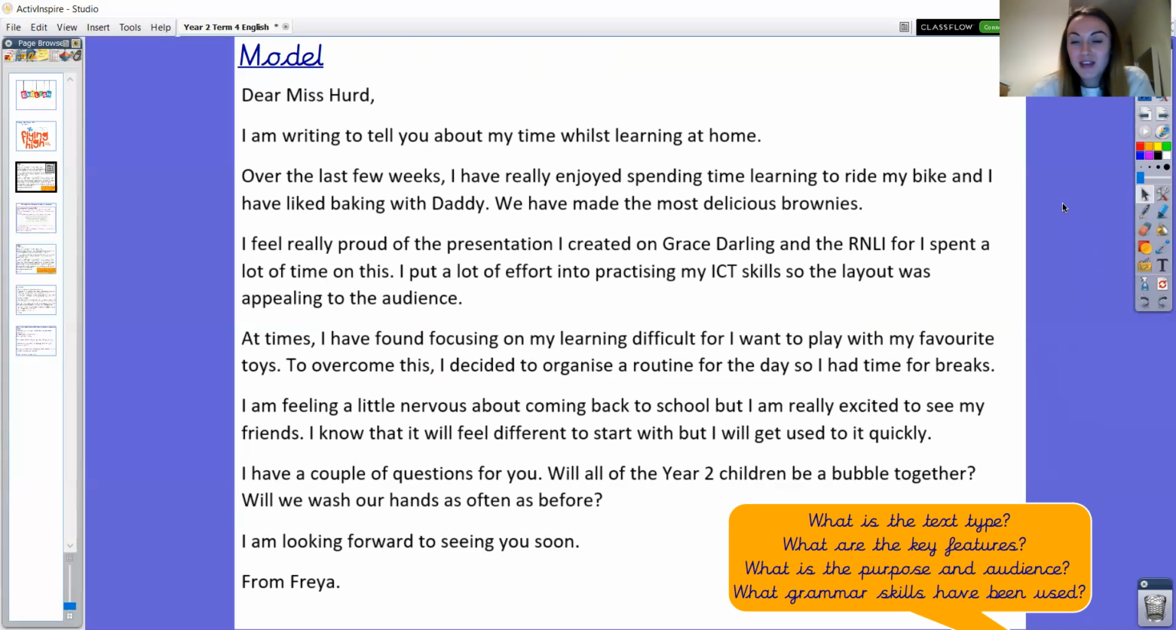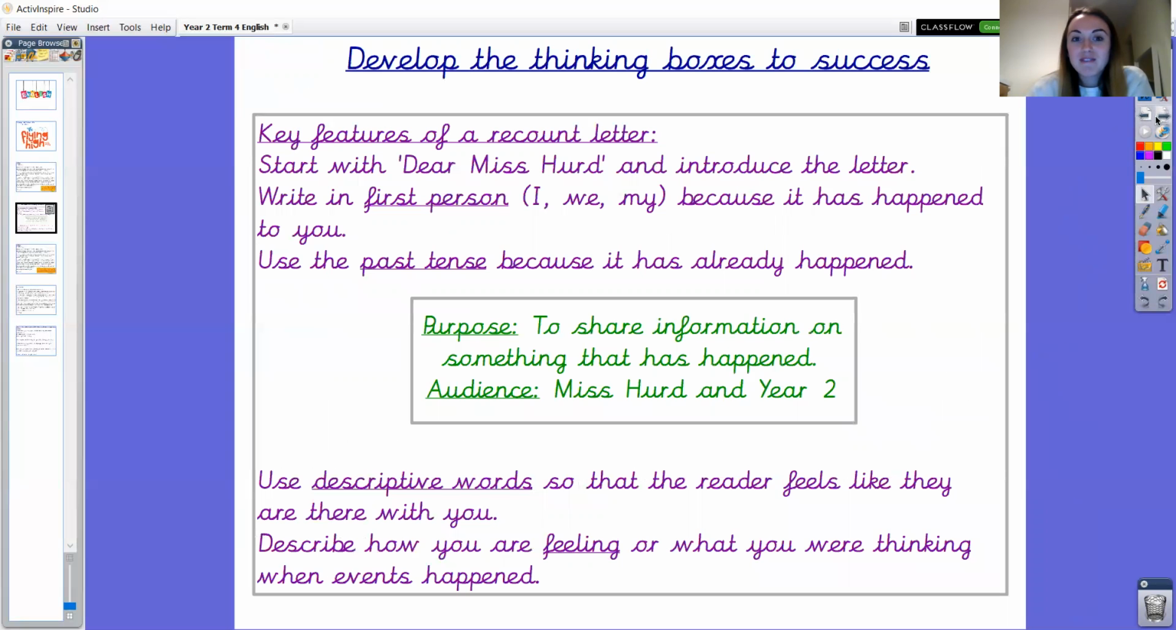Well done, Year 2. Thank you for sharing your thinking. So let's have a look together. We're going to develop the thinking boxes to success. I've zoomed in on the purpose and the audience and the key features in particular. This week you are going to be writing a recount. So you'll be writing about something that's already happened. So your time of learning at home, or if you're in school, your time of learning in school with the Year 1 children at times.